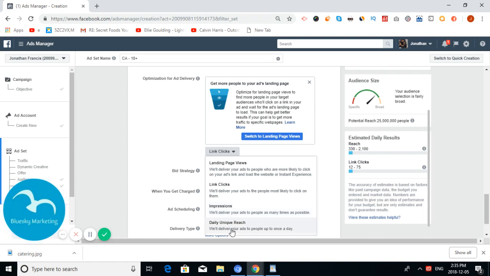Or you could make the ad for daily unique reach, which will deliver your ads to people up to once per day. So the difference between impressions and reach is that with impressions, it could be showing your ad to the same one person 2, 3, 4, 5, 6 times. With daily unique reach, the word unique characterizes that it's going to only show your ad to one person at a time. So that person is only going to be able to see your ad once per day, which could save you a lot of money and give you a better feel for how the ad is performing.